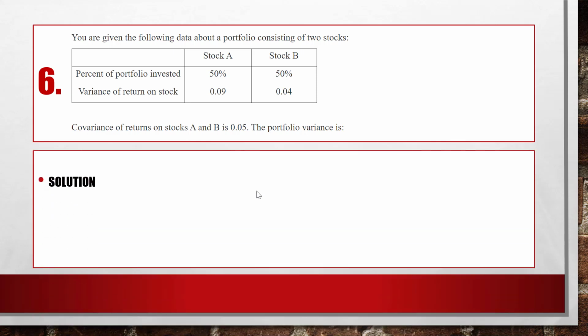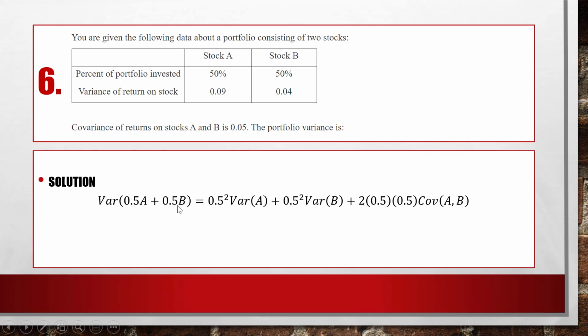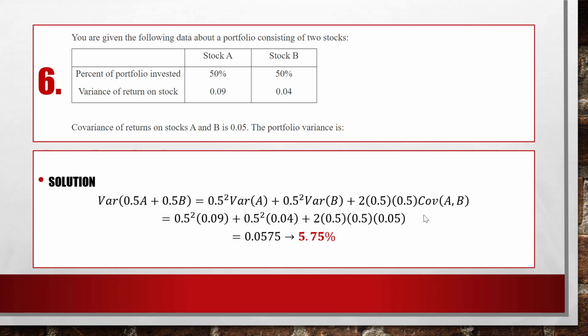So here the variance of this portfolio is the variance of 0.5A plus 0.5B, right? Or you can write out 50A plus 50B over 100 the same way. Now we use the properties of variance. We have 0.5 squared variance of A plus 0.5 squared variance of B plus 2 times 0.5 times 0.5 covariance of A and B. And covariance here is 0.05, right? So just put in the numbers. 0.5 squared times 0.09 plus 0.5 squared times 0.04 plus 2 times 0.5 times 0.5 times 0.05. And we got 0.0575, which is 5.75%. So this is the portfolio variance.